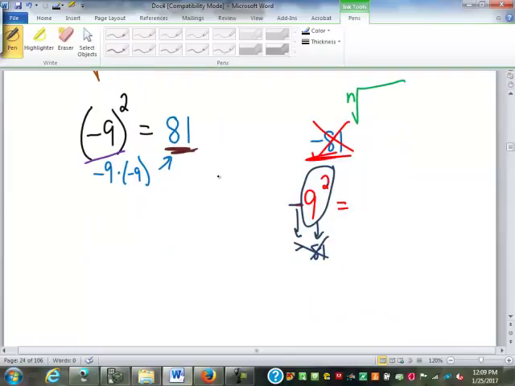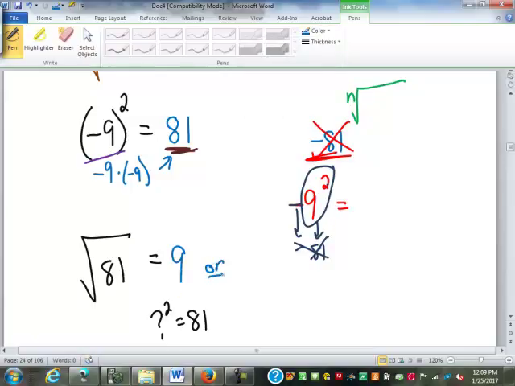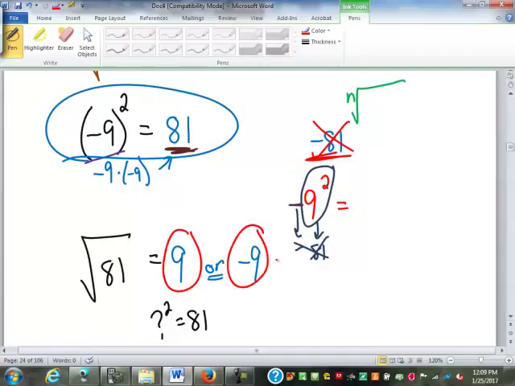Now, because of that, what is the square root of 81? Well, the square root of 81 is asking us what number squared equals 81. We know that 9 is the square root of 81. But there is a second answer. We just saw it right here. -9 squared could also give us 81. So whenever we do a square root, there are two possible answers.